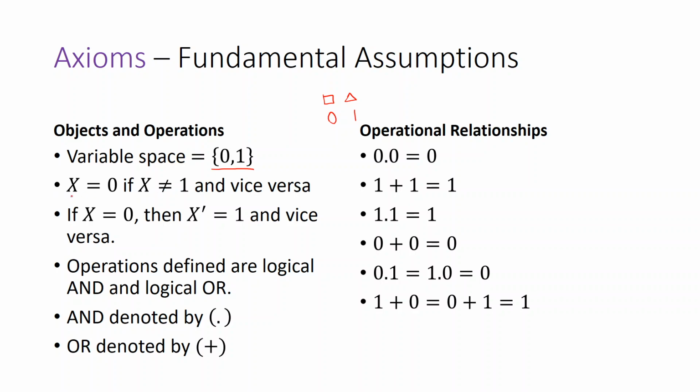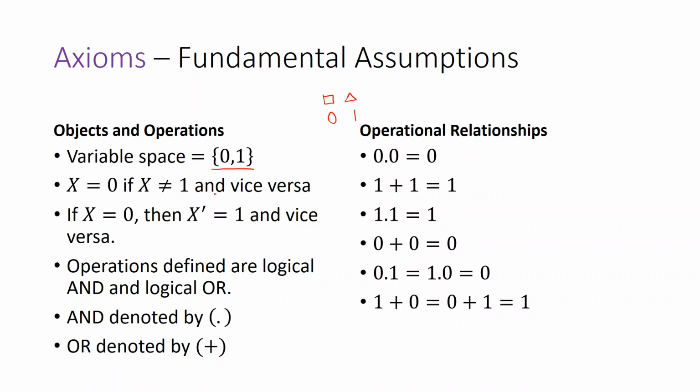So the variable space we represent with 0 and 1, there are only two objects, and we define some operations on these objects. We say that if x is a variable, then x can take either one of these objects. So if x is the object 0, then x is not the object 1. That is what it is saying. So x is the object 0 if x is not the object 1, and vice versa. That means x is the object 1 if x is not the object 0.